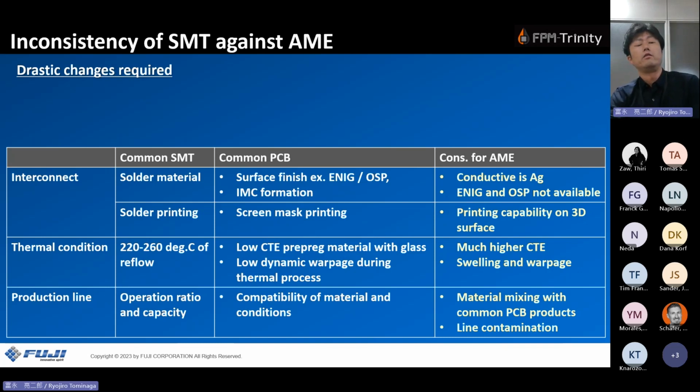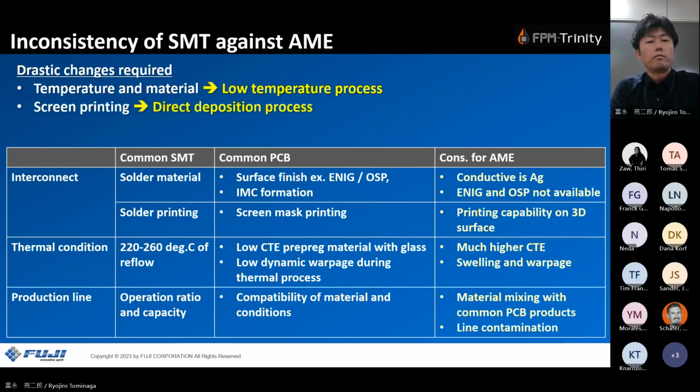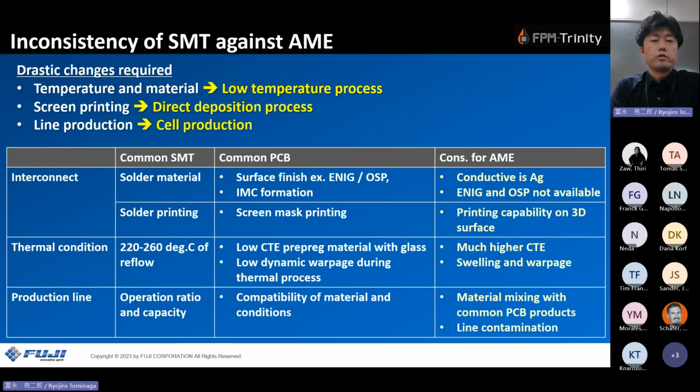Therefore, we have to consider drastic changes. So temperature and the material have to be controlled to low temperature. The screen printing must be changed to a direct deposition process. And line production should be changed to cell production. So those are today's our proposal.